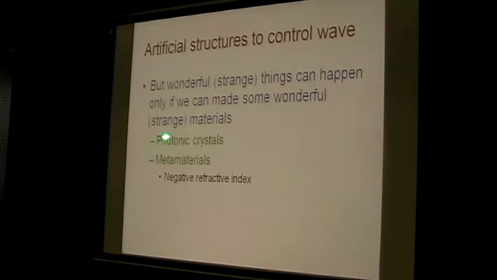So I'm going to tell you there are two types we used to talk about. One type is photonic crystal, and the other type is metamaterial. I'm going to tell you what they are and what's the relationship between them. And then metamaterial can do a lot of things. Okay? One thing is that it can give you a negative refractive index, and I'll tell you what we mean by that term.